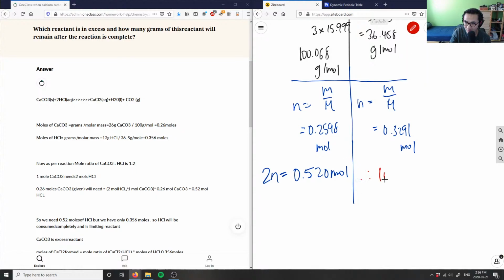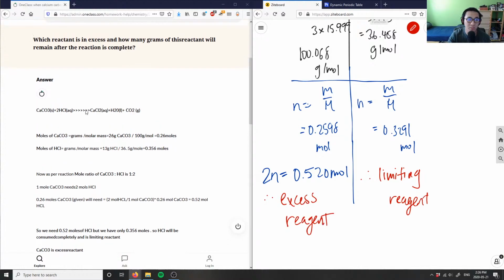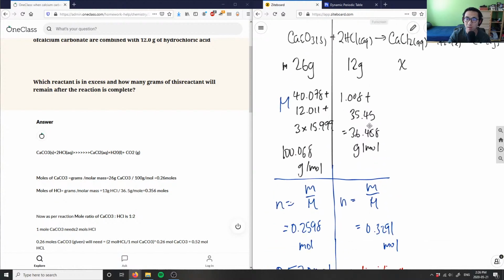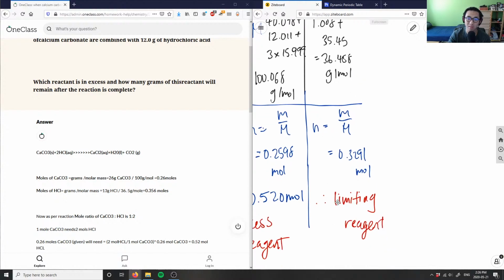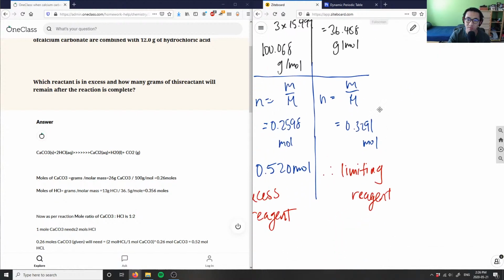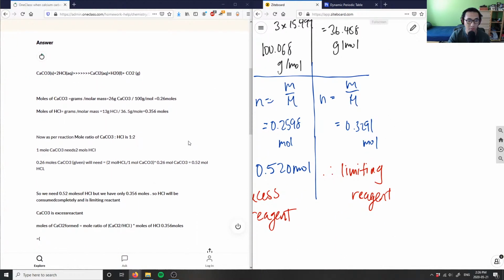Therefore, limiting reagent, and this guy here is going to be my excess reagent. So the question is, which reactant is in excess? Sorry, it's going to be my calcium carbonate here. And which one would be limiting? This would be the limiting reagent as well. So knowing this, what I can do now is solve for this calcium chloride, right? If this here is my limiting reagent, I can solve for my calcium chloride.